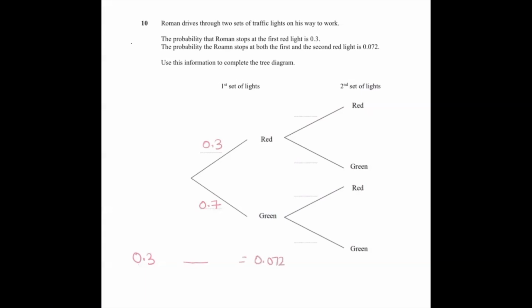Now you always times across, so we're timesing to this number that we don't know. To get that number, we're just going to divide through by our 0.3. This gives us 0.24, which will enable us to then work out this needs to be 0.76. Gets repeated. We have completed our tree diagram.